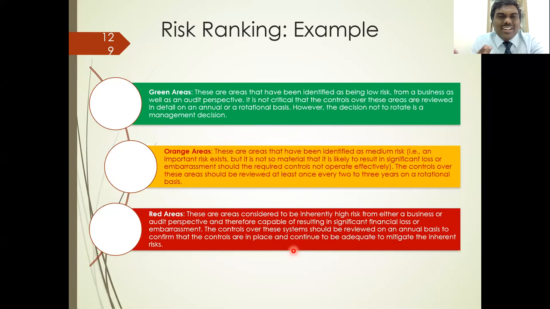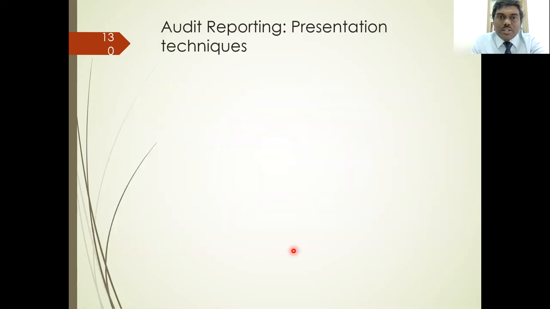These are examples. Green areas are low risk. Orange areas are moderate risk. Red areas are high risk. Again, you need to define this. It is not enough if you just write green, orange, and red. You need to clearly mention it.